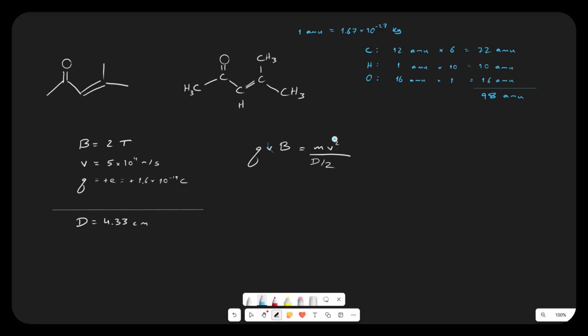I can cancel a V, and I'm going to get that my mass is going to be D Q B over 2V. So then when I plug these numbers in, I get exactly that.